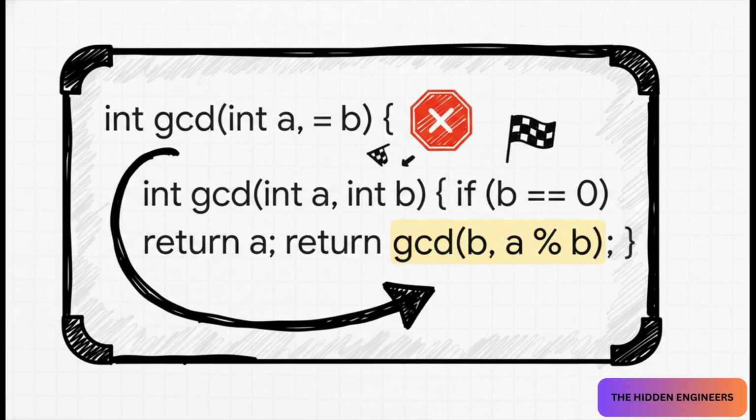It calls itself with the new numbers until it hits that base case. That's a powerful mathematical idea boiled down to just 2 lines of effective code.